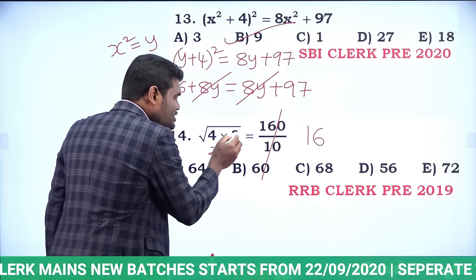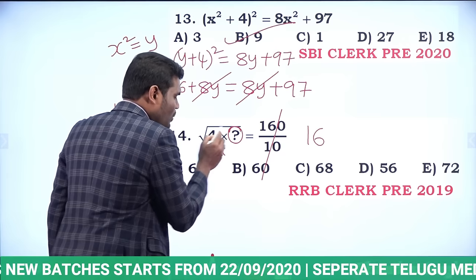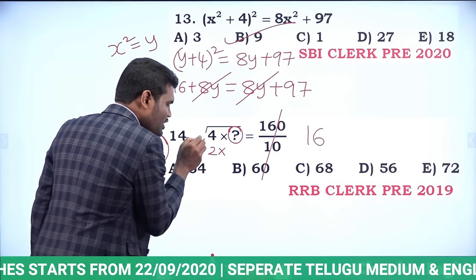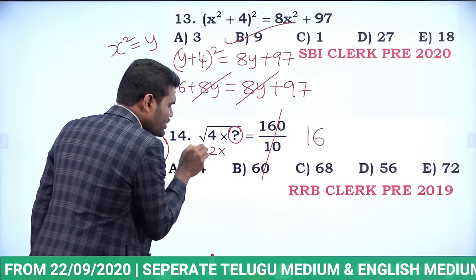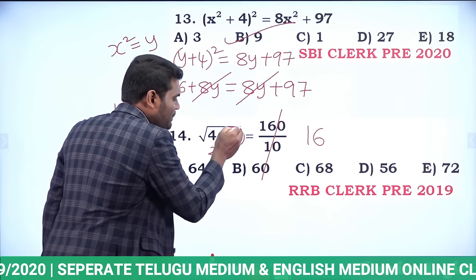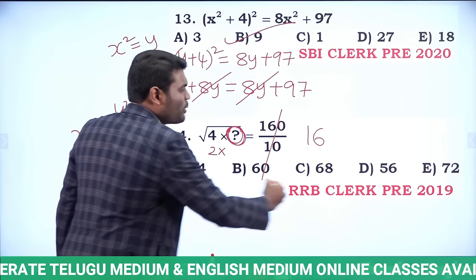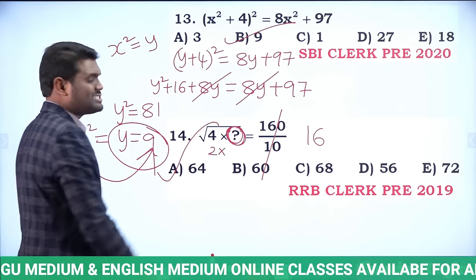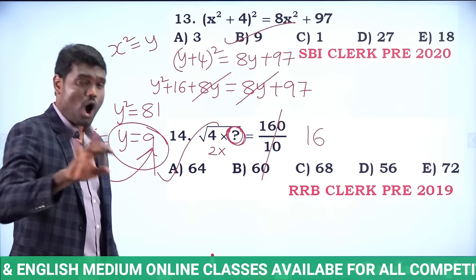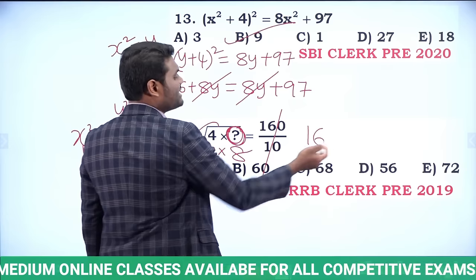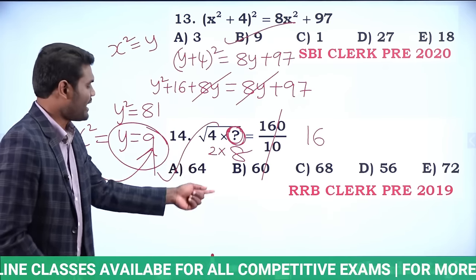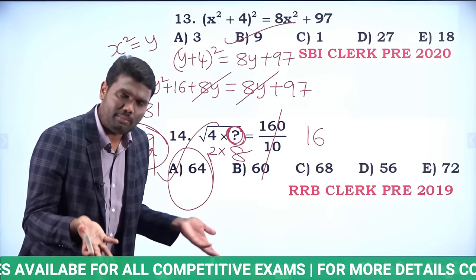You can say that this question mark should be a perfect square. Why? Because 4 is a perfect square. So you came to know that square root of 4 is 2. Now even this question mark should be a perfect square. In the options you have only one perfect square, which is 64. You can mark it as 64. Or else, 2 into 8 is nothing but 16. You know that 8 square is 64. Even then you can mark it as 64.